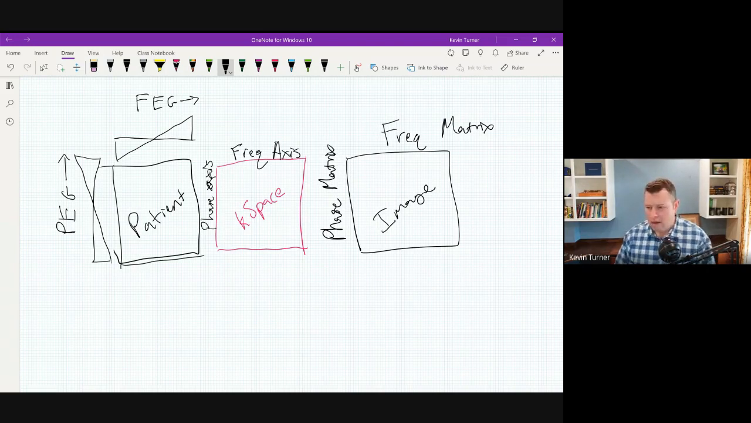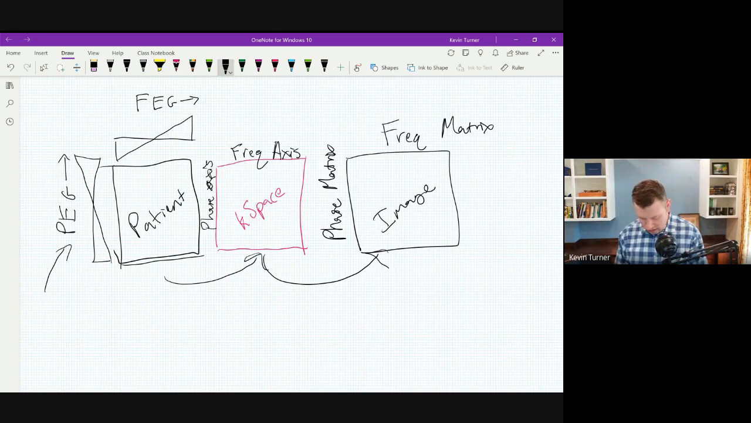So just like before, we have a phase direction, a phase axis, and a phase matrix. The phase encoding gradient exists in the machine. The phase axis is in K-space, and the phase matrix is on the image. Same thing with frequency. We have the frequency gradient in the machine of the patient, a frequency axis of K-space, and then a frequency matrix of the image. So we have patient to K-space to image. From the patient to K-space is where sampling is happening, what we talked about last week. And from K-space to the image is the fast Fourier transform, which we'll talk about this week.